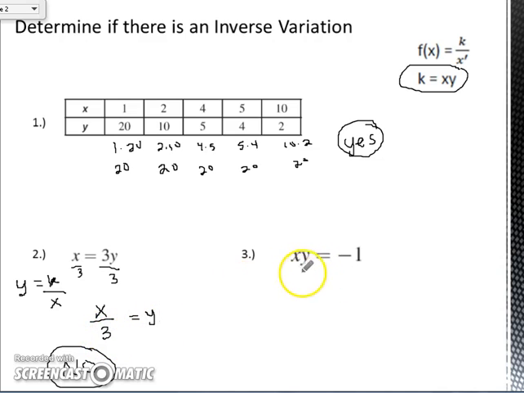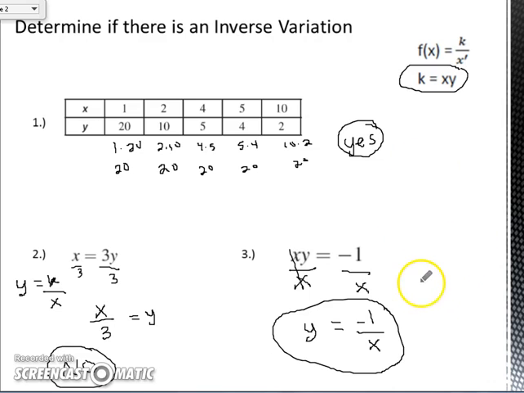Looking at question number 3 here, again, to determine if it matches our equation, get y by itself. So if I divide by x, those two cancel off. Dividing by x here, we're left with y equals negative 1 divided by x, and it should match our y equals a number divided by x, and it does. It's a number, negative 1, divided by x. In our inverse variation equation, it should be a number divided by x. So this one is yes, it is an inverse variation relationship.